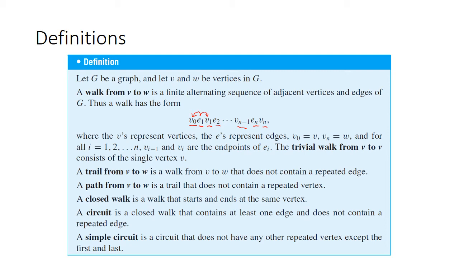And then a simple circuit is a circuit that does not have any other repeated vertex except for the first and the last. Okay, so a simple circuit is like a closed path, basically. I'm actually kind of disagreeing with the wording that the author chose to use for simple circuit. This is something that is usually called a cycle. That's the more common terminology. In fact, I've only ever heard it called a cycle. But anyway, we'll go with this terminology in the textbook, simple circuit.